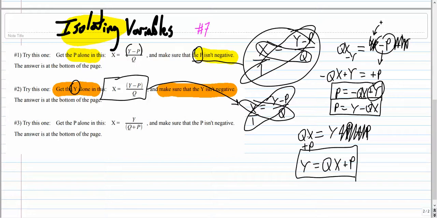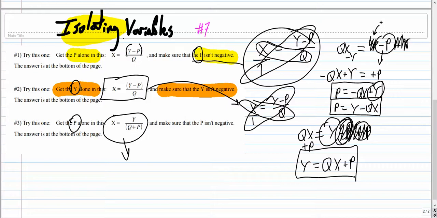Okay, so that was almost the same as the last one. I would argue that was a little bit faster. All I had to do to get the y by itself was to get rid of this subtracted p by adding a p, and there I'm done. Okay, so let's do this last one here.